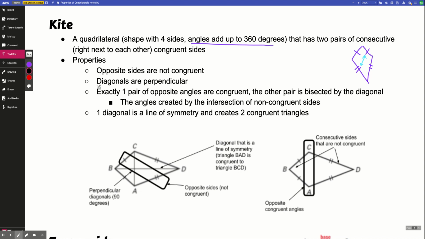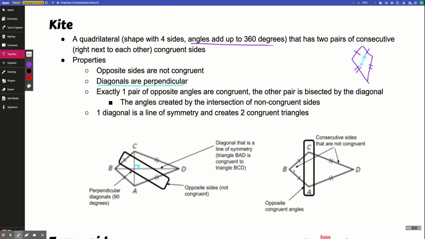Okay, and then it has a couple other properties. One of the key ones is that the diagonals are perpendicular. So if you draw the diagonals connecting the angles that are across from each other, you end up with 90-degree angles where the diagonals meet. And then you have 1 pair of angles that are congruent.